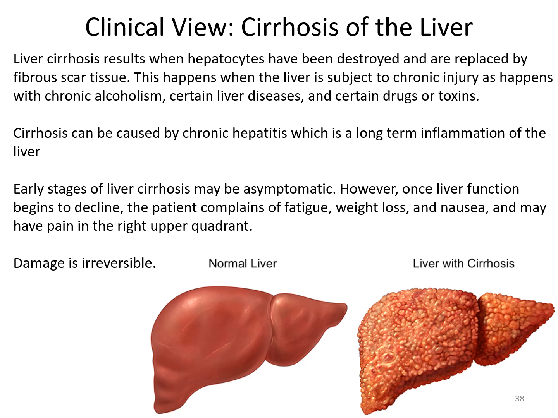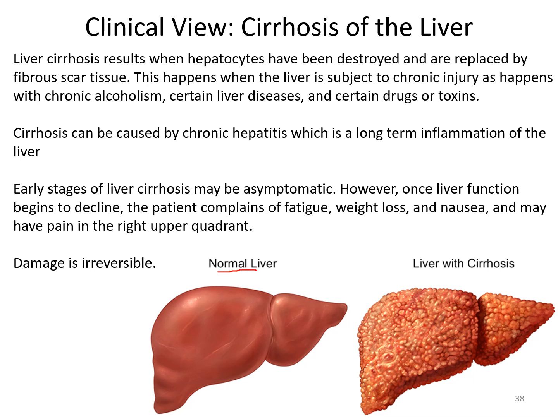The early stages of liver cirrhosis are asymptomatic, so a lot of times you're not even going to know you have it until you've got this significant loss of function. Once the liver begins to decline, you're going to notice fatigue, weight loss, nausea. You may have some pain in the upper right quadrant.